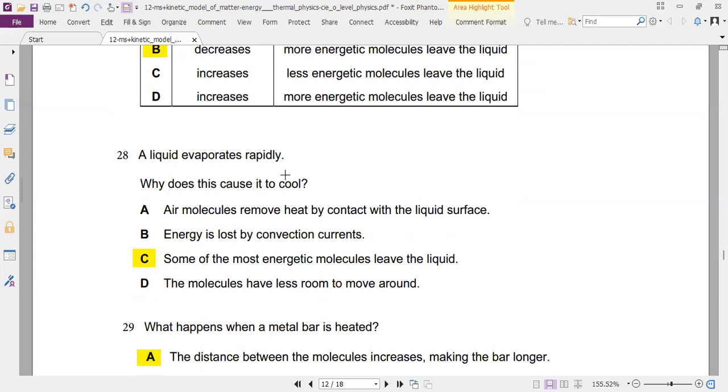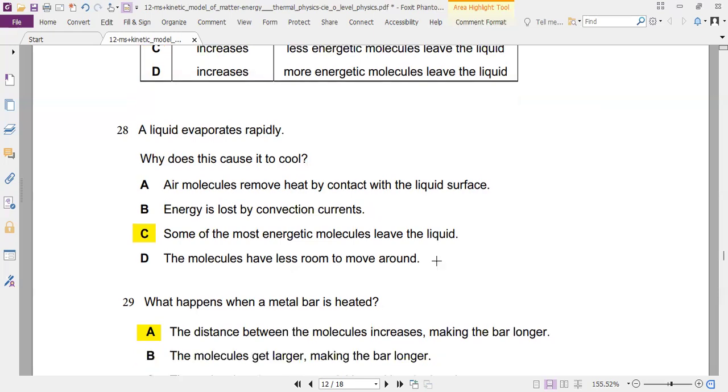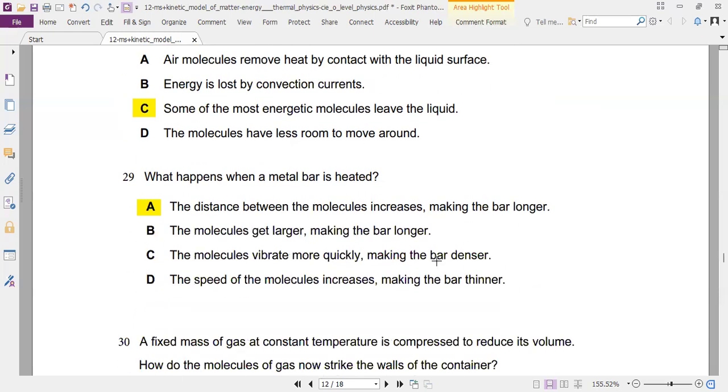28. Well, when evaporation takes place, the most energetic molecules leave the liquid. That's why it cools down. When a metal bar is heated, the distance between the molecules increases, making the bar longer. It is because they vibrate with more amplitude.